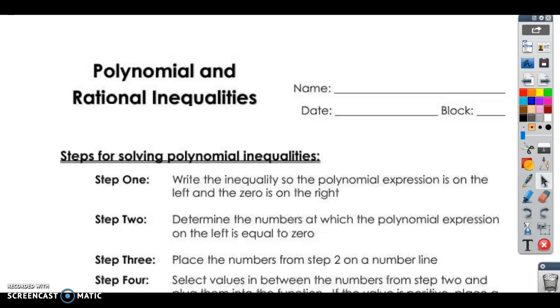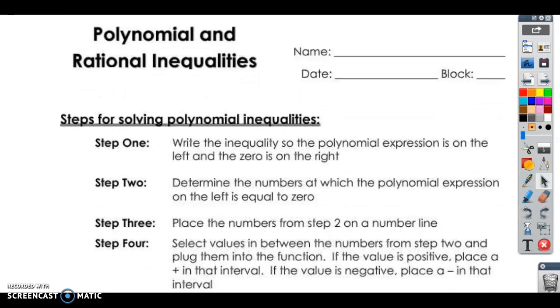Okay, I believe this is day 6. Normally, I don't know with distance learning what day this is for polynomials. But we're going to work on polynomial and rational inequalities.